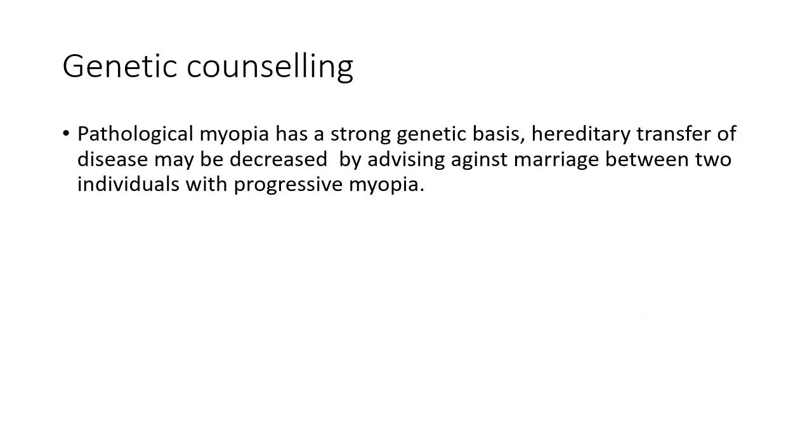Then there is genetic counseling. Just we have seen what are the problems. Pathological myopia has a strong genetic basis. Hereditary transfer of disease may be decreased by advising against marriage between two individuals with progressive myopia, and we can go so far that even if they marry, they should not have children. So genetic counseling is important also in high myopia or pathological myopia patients. So herewith we have covered this refractive error, that is myopia. The next topic will be hypermetropia and then astigmatism.